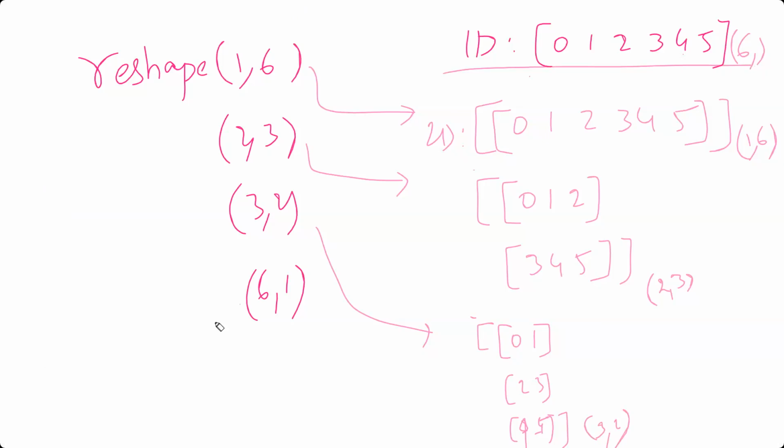Next, coming to 6 comma 1. What is meant by 6 comma 1? 6 rows should be there. First row having the value of 0, second row value of 1, third row value of 2, fourth row 3, next 4, and next 5. Total 6 rows you are going to get like this with one column.